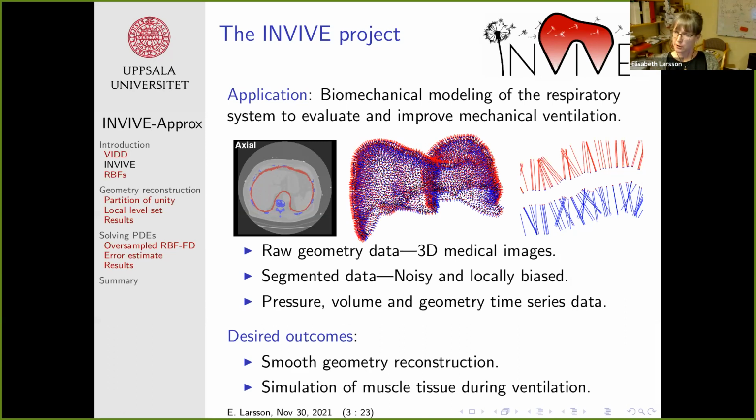But what do we want to do? We want to first reconstruct the geometry of the patient. So we want to build the patient in the computer, and then we want to simulate what happens in the muscle tissue when the patient is breathing normally and when the patient is put on the ventilator.